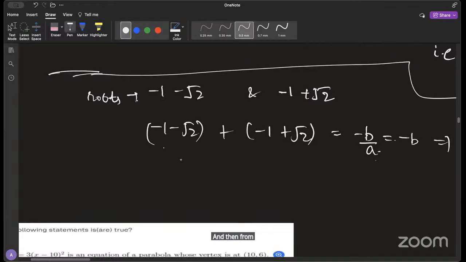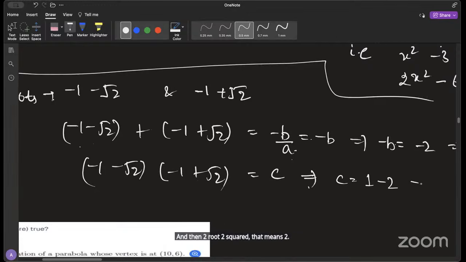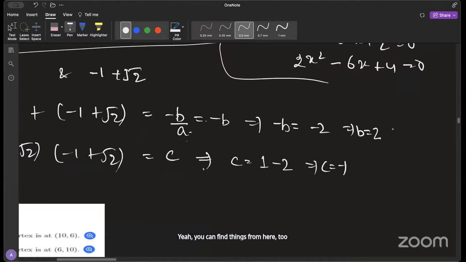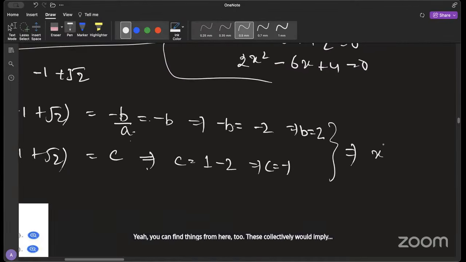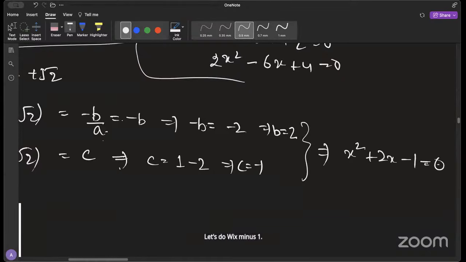And then from the other one you'll have minus 1 minus root 2 times minus 1 plus root 2. The product of roots is given by c by a, which is just c because a is 1. So you'll have minus 1 squared, so 1, and root 2 squared, that means 2. So you'll have c equals minus 1. These collectively imply that your equation is x squared plus 2x minus 1. Yes, ma'am. Option A.